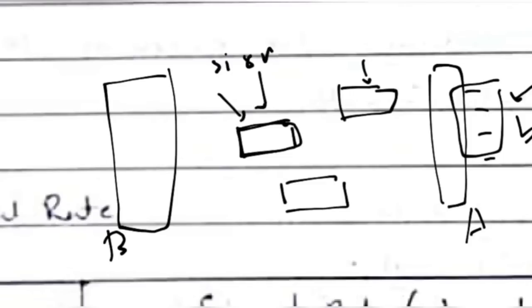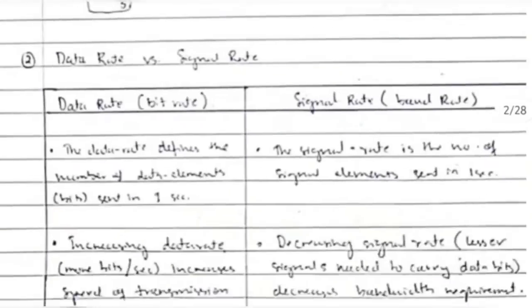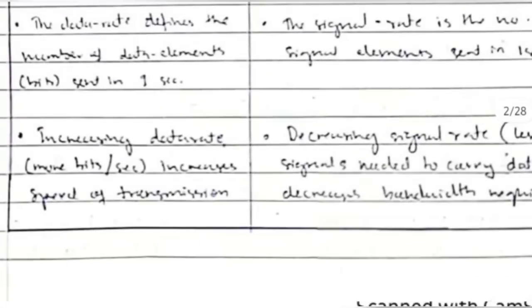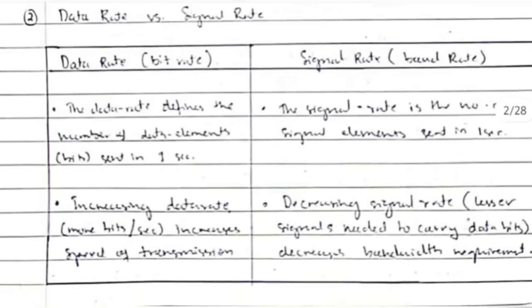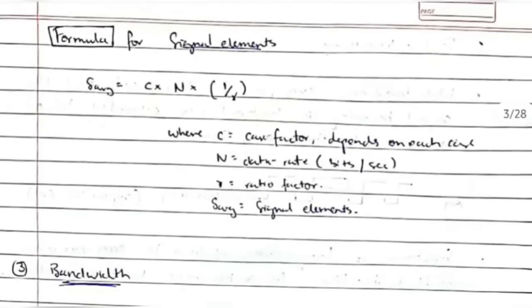So what we have to do is reduce the signals getting transferred, which will decrease the bandwidth requirement. Increasing the data rate means more bits sent per second, which causes the transmission of more bits in a lesser amount of time. So that's all about the data rate and signal rate, and there is a formula for it.